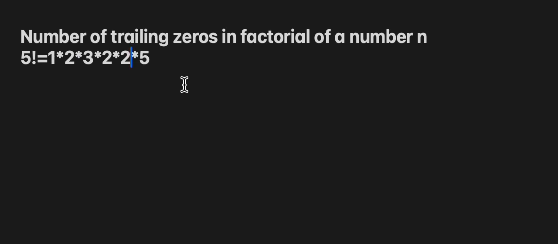Anyway, the number of 2s would always be greater than or at least equal to the number of 5s in the prime factorization. So if I just count the number of 5s in the prime factorization of my factorial, then I would get my answer, right? And for getting the prime factorization, I don't even have to pre-calculate the factorial, and I can do that in a for loop or while loop or any loop, right?